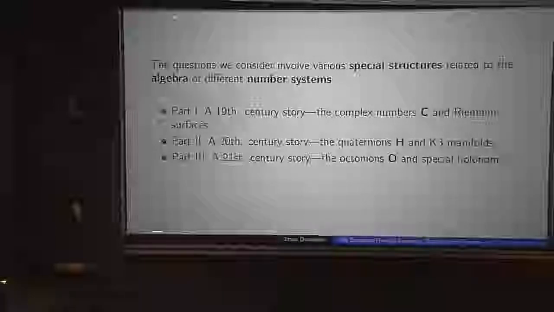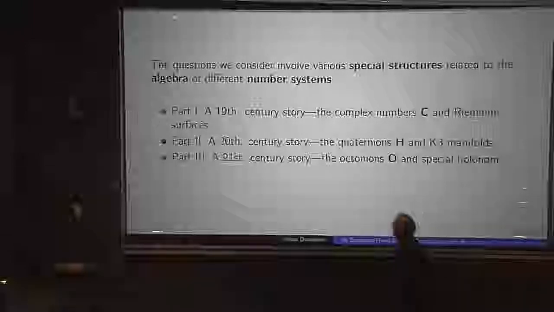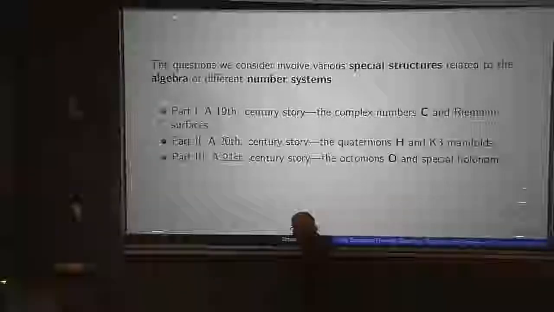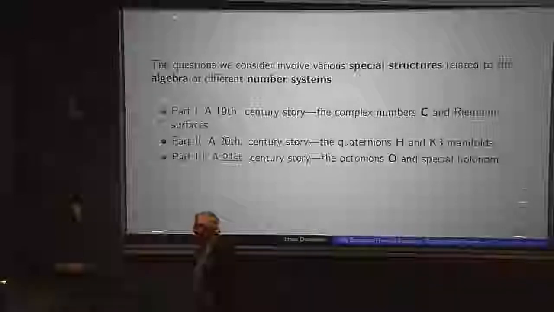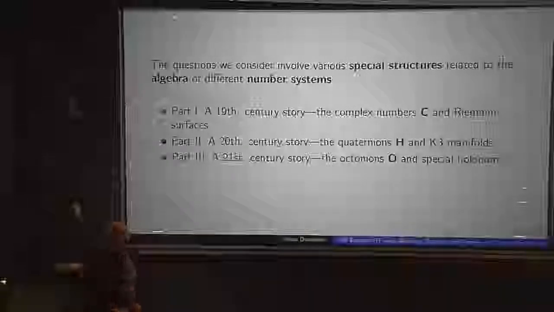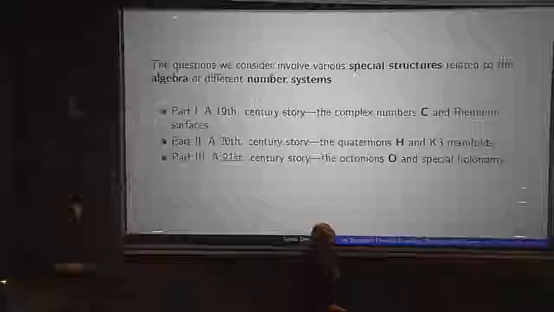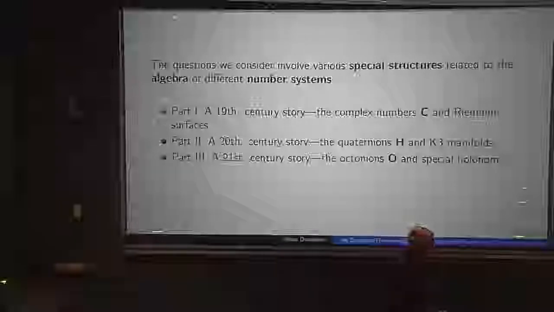Then the last part, what I call the 21st century story, in that it largely lies in front of us, will be related to an even more bizarre number system called the Octonions, and another class of these manifolds with the property of what's called special holonomy.